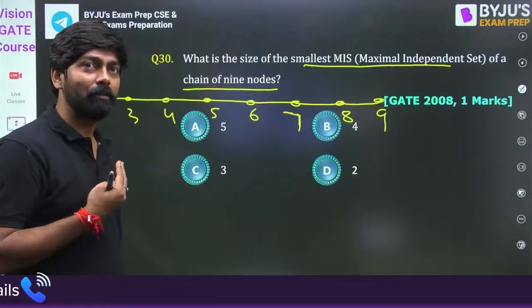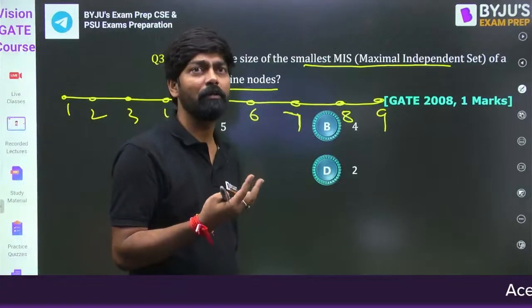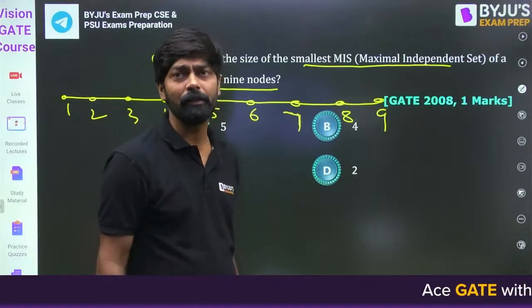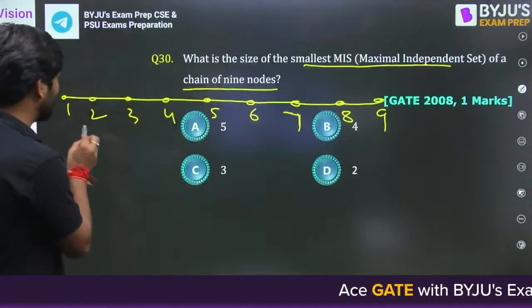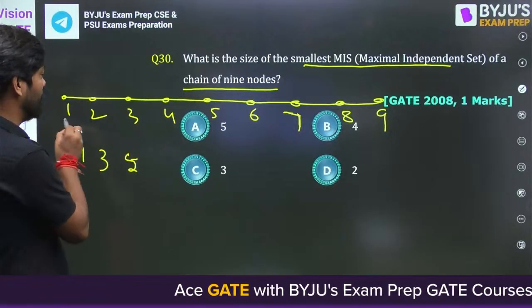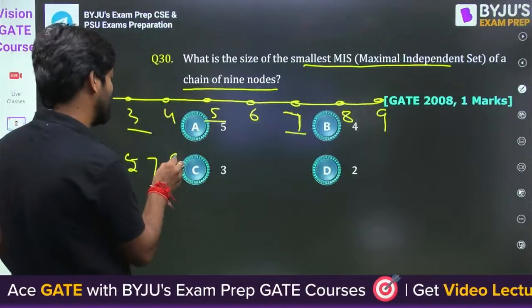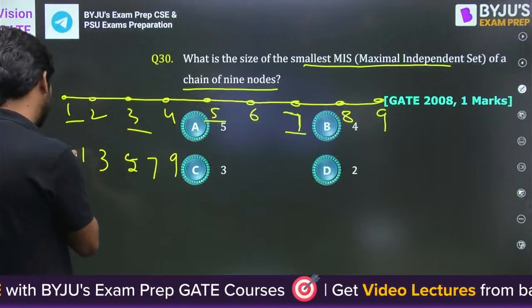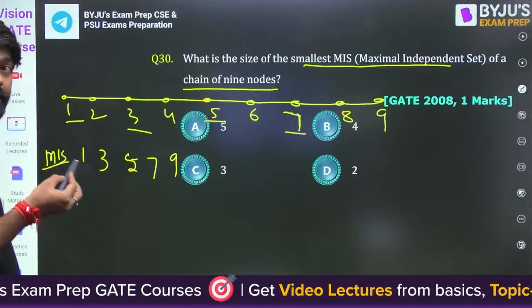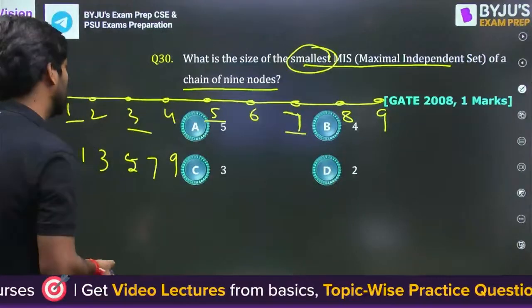And when will it be maximal, my dear friend? If you add any other vertex, it will not be a maximal independent set. Fine. Let me tell you also. Okay, can I write 1, 3, 5, 7, and 9? Yes, this is an MIS. But they are not interested in MIS, they are interested in the smallest MIS here.